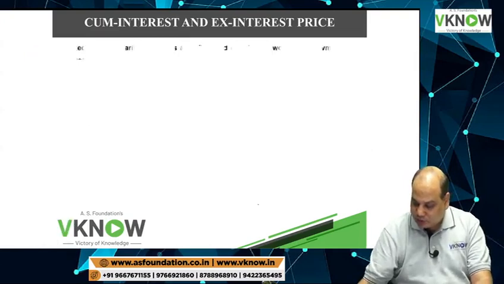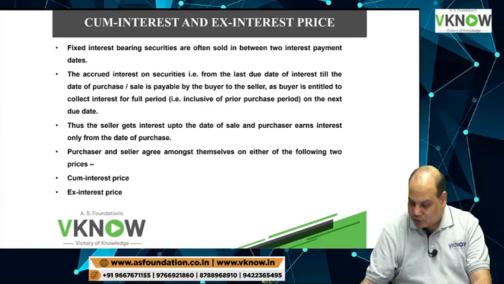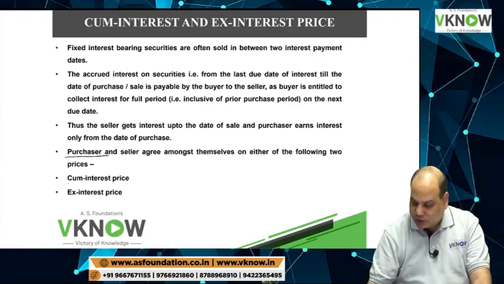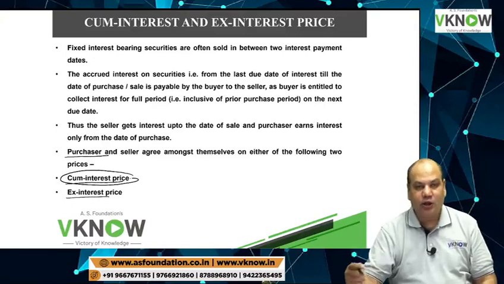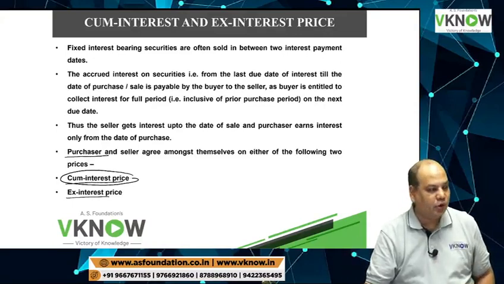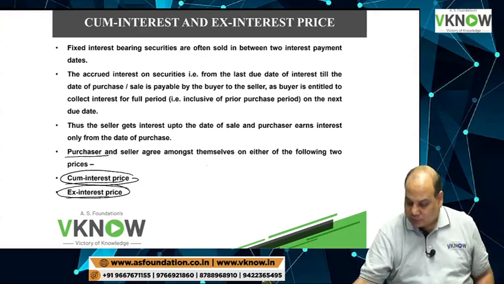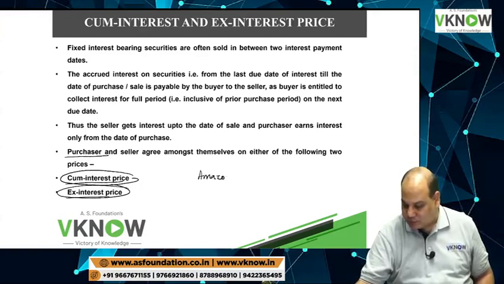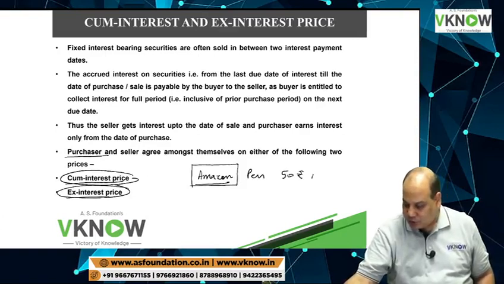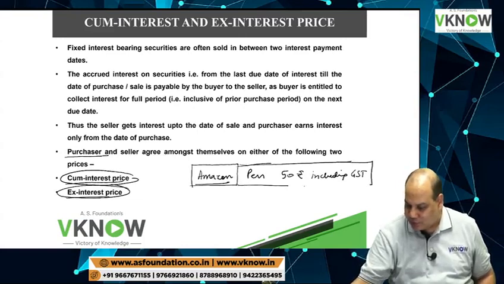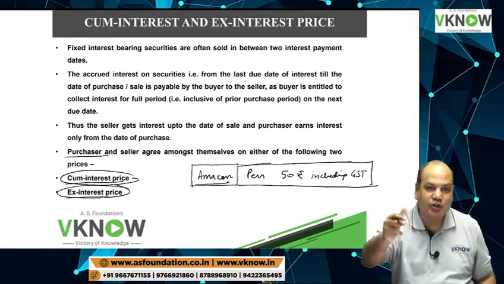So finally, what is the summary of our discussion? The summary of our discussion is, look at the question and check whether the transaction is at cum-interest price or ex-interest price. Both are allowed in the marketplace. For example, if you buy something from Amazon or a shop, let us say you bought this pen, they will say 50 rupees including GST. So it means it is cum-GST price, because GST is included.